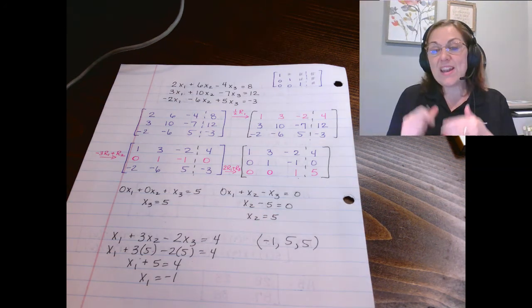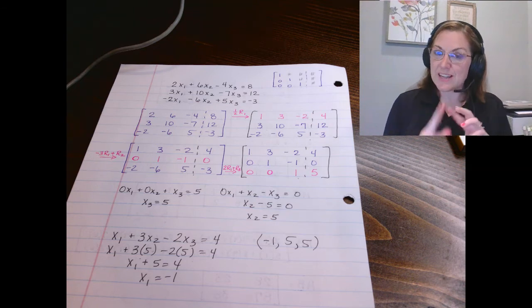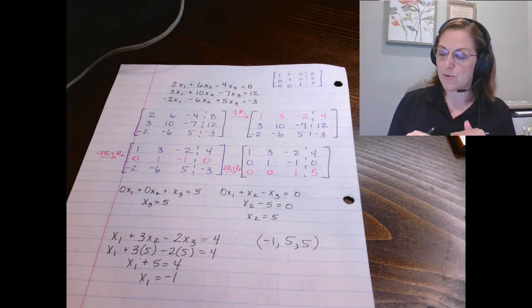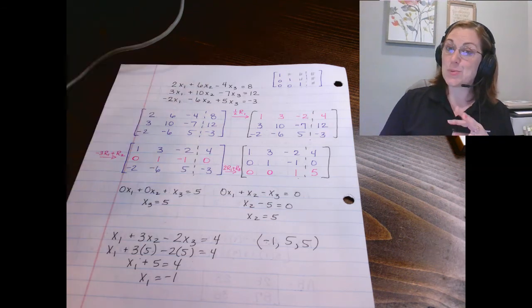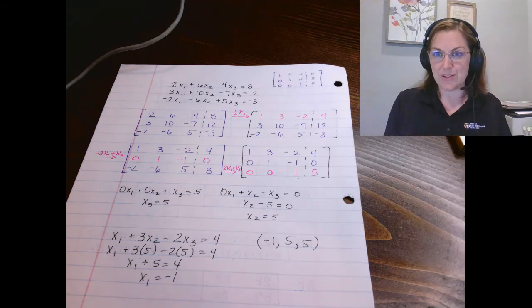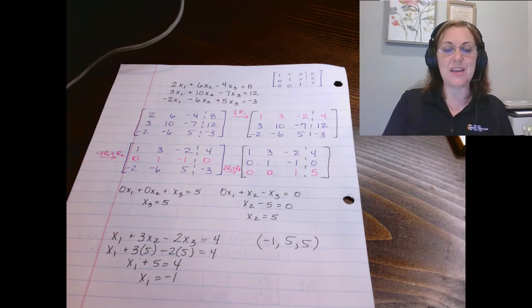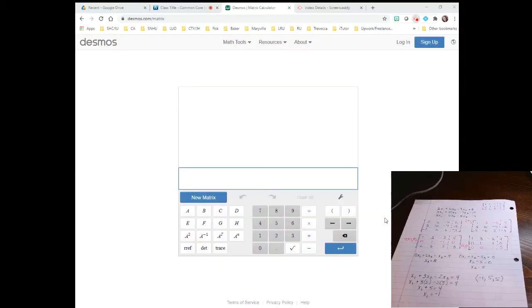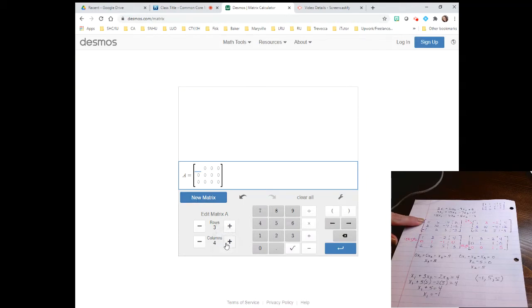Now, when I go to the technology, the technology does not get row echelon form. The technology gets reduced row echelon form. So let me show you what I mean. I'm going to put in this augmented matrix in the matrix calculator. So I'm going to do a new matrix. It is a 3-row, 4-column. I'll put in those values.